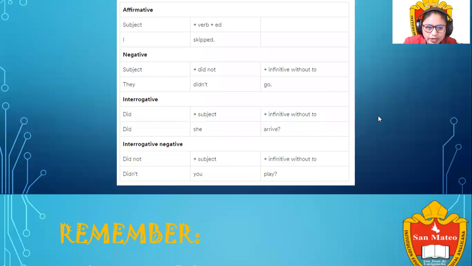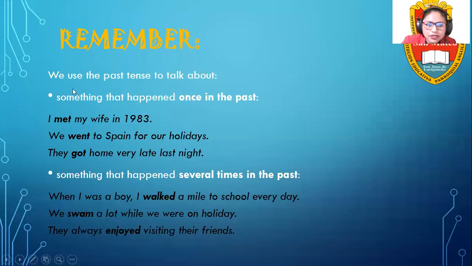Now, remember, algo que tienes que tener en cuenta. We use the past tense to talk about something that happened once in the past. I met my wife in 1983. We went to Spain for our holidays. They got home very late last night.